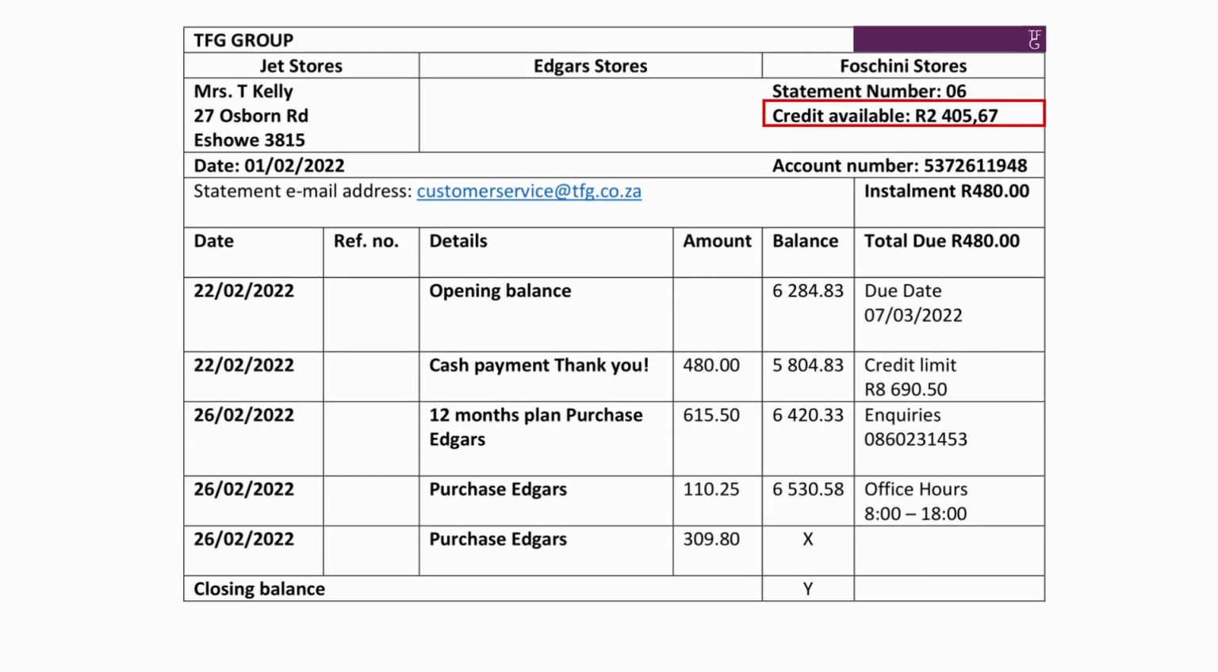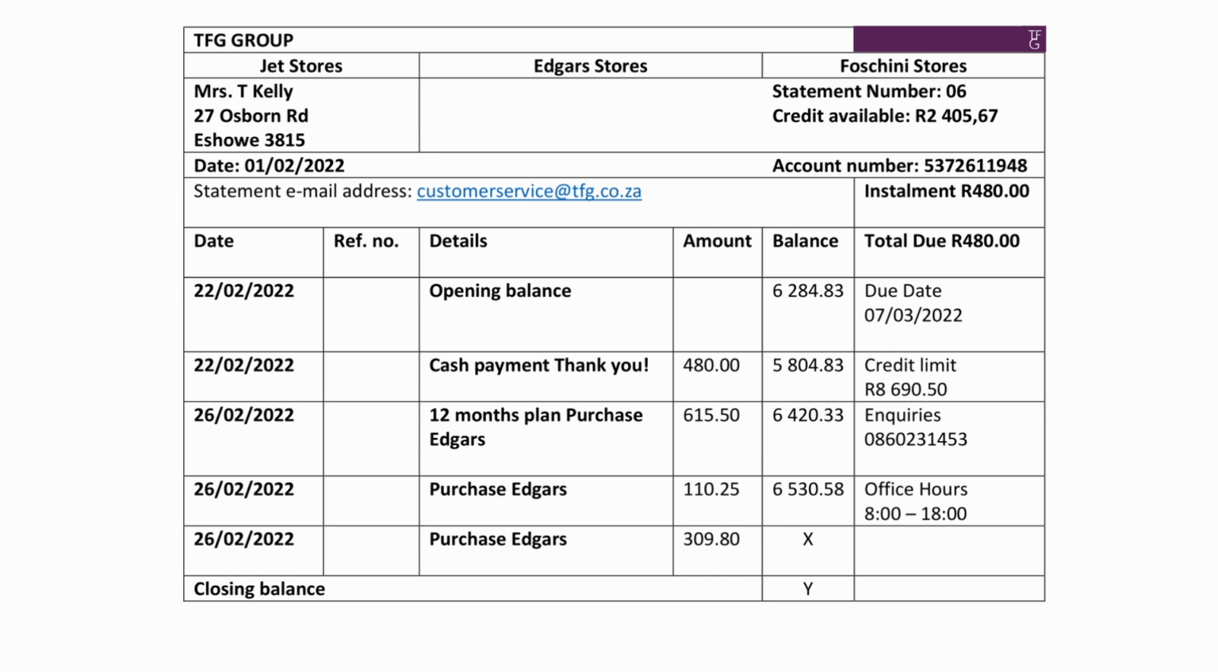The credit that she has available to make purchases with is 2,405 Rand and 67 cents. Her installment amount for the month is 480 Rand. This is the minimum amount that she must pay by the due date, which is on the 7th of March. She has a credit limit of 8,690 Rand 50 cents. This means that she can buy goods up to a maximum of this value using this credit facility.